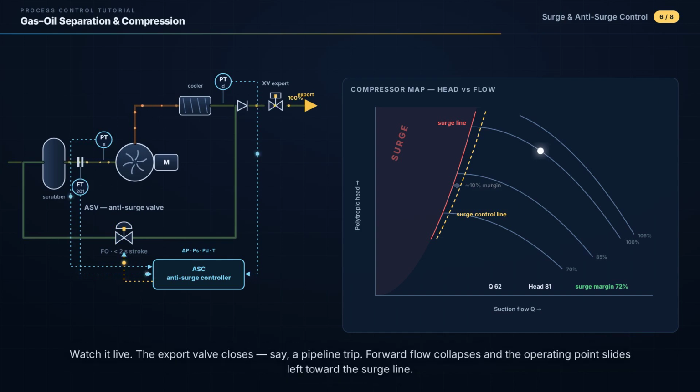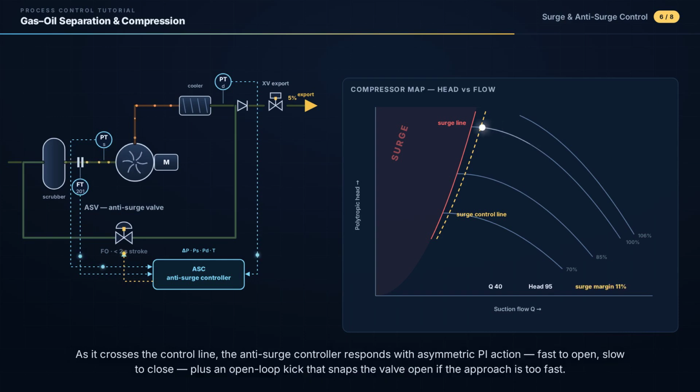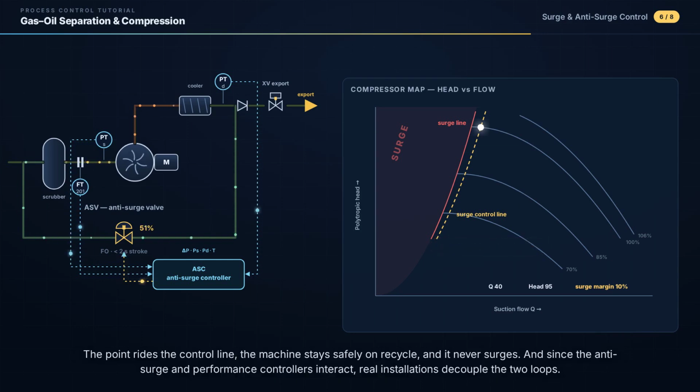Watch it live. The export valve closes. Say, a pipeline trip. Forward flow collapses, and the operating point slides left toward the surge line. As it crosses the control line, the anti-surge controller responds with asymmetric PI action, fast to open, slow to close, plus an open-loop kick that snaps the valve open if the approach is too fast. The point rides the control line, the machine stays safely on recycle, and it never surges. And since the anti-surge and performance controllers interact, real installations decouple the two loops.